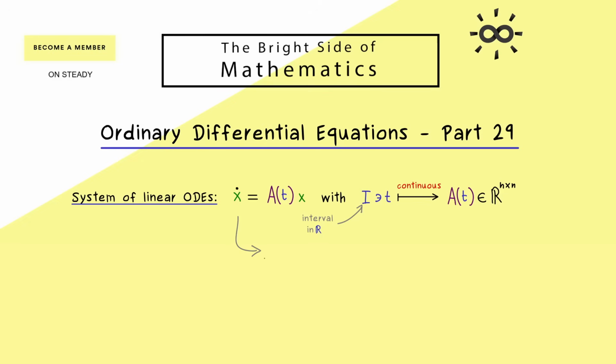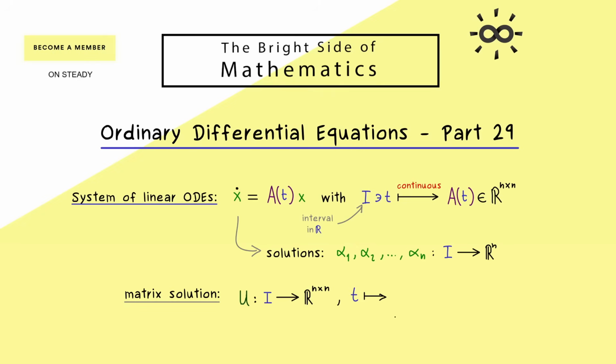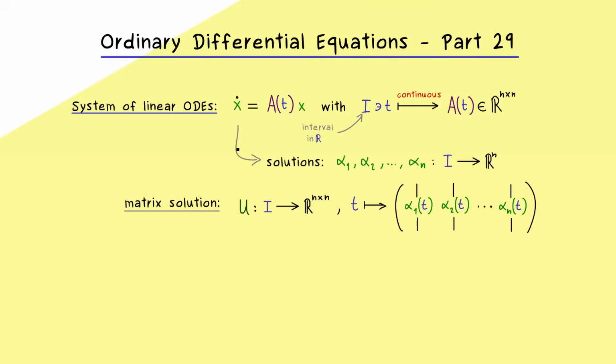Therefore, it's not a problem at all to just pick n solutions, which we call alpha 1, alpha 2 and so on. And since we have an n-dimensional system here, every solution is a curve in R^n. And this also implies that we can easily form a matrix solution where we put these solutions into the columns of a matrix. And as in the last video, we simply call this matrix solution capital U. So it's not complicated at all. A matrix solution is just formed from n solutions of our system of ODEs.